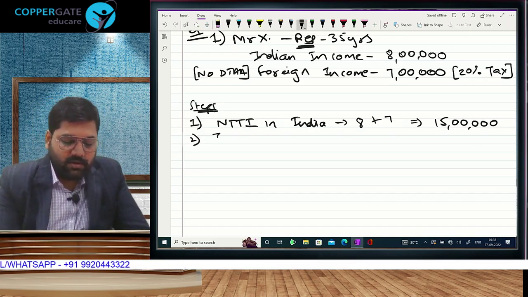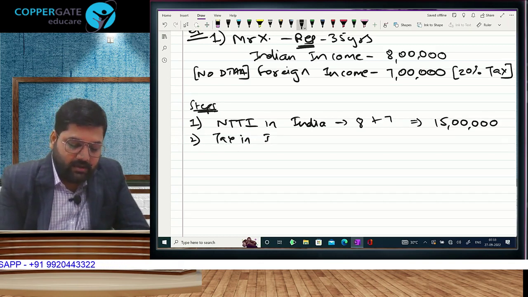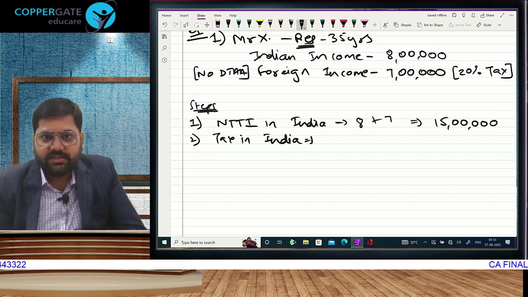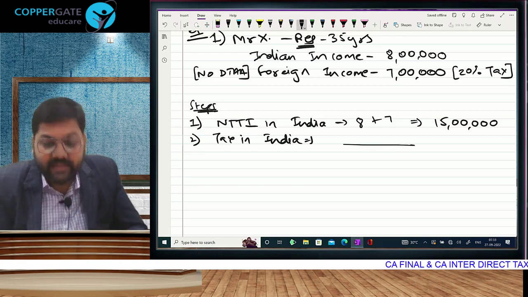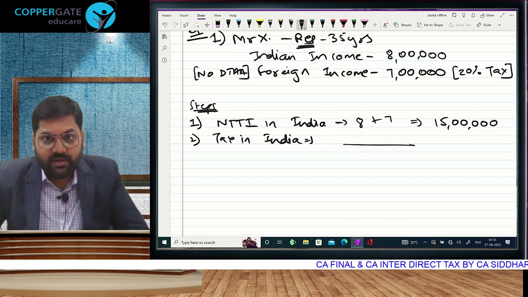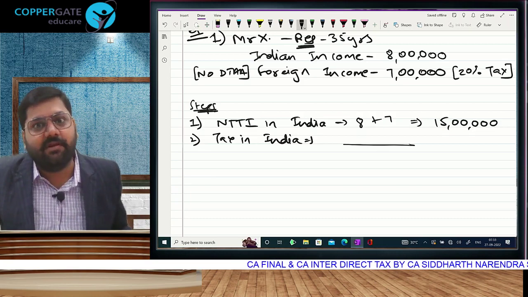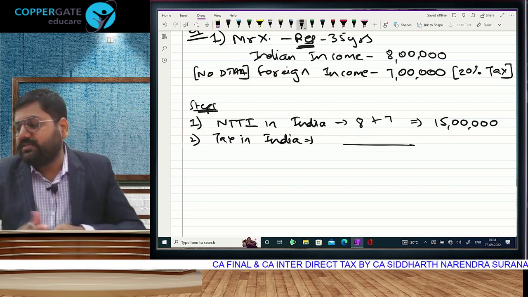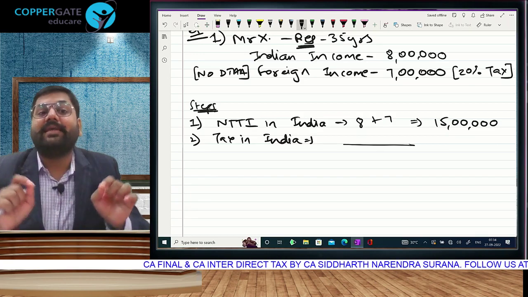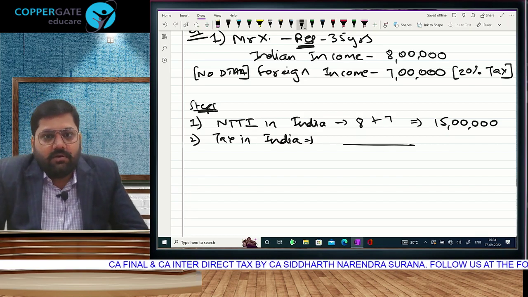Step 2. Calculate the tax in India. Now listen carefully. This instruction has to be complied with. We have to calculate tax in India. See, ultimately from this tax, we are going to get relief. We are doing our calculation only for that. But what am I asking you to calculate? If there is no relief, there will be tax on 15 lakhs. What is the tax on 15 lakh assuming there is no relief? Understood?